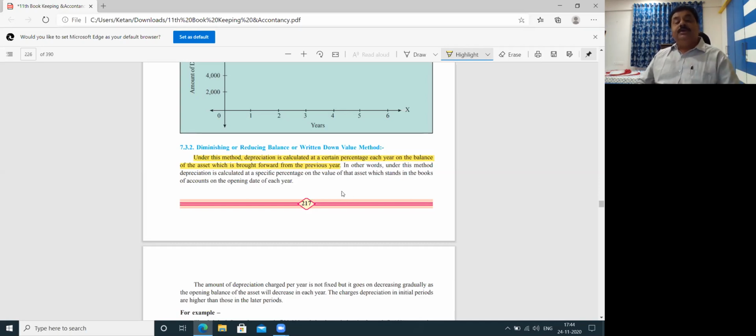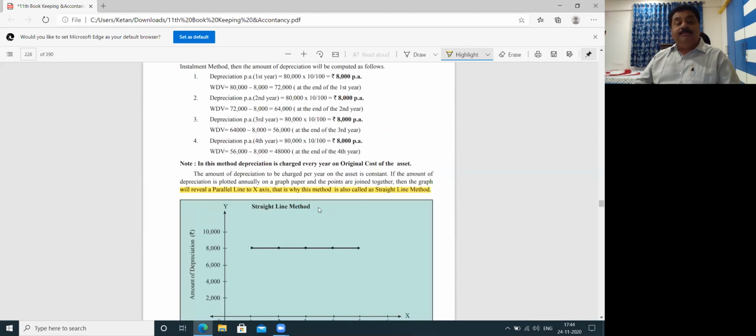ओके. So here the depreciation is changing. I can say not only changing but reducing. That's why it is called a reducing balance method or diminishing balance method. Okay. And why is it called a written down value method? Because we are calculating the depreciation on the written down value.